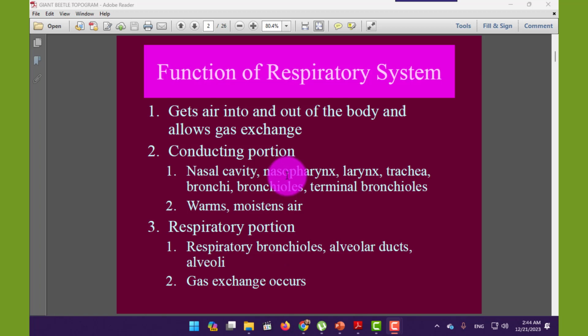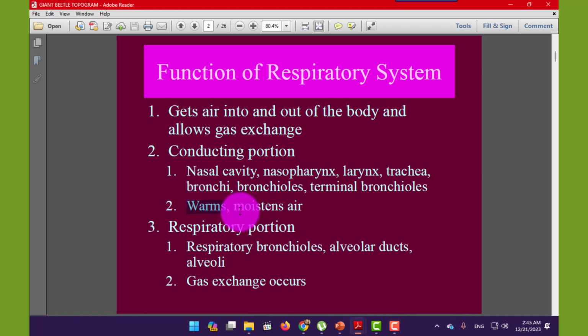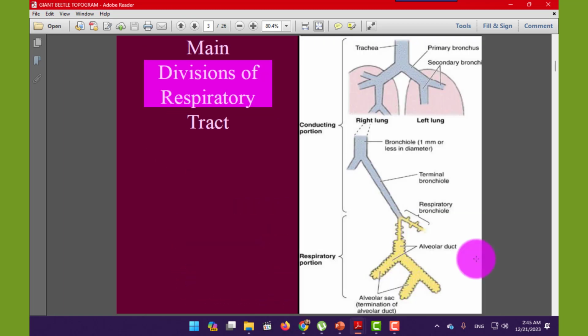Conducting portion: nasal cavity, nasopharynx, larynx, trachea, bronchi, bronchiole, terminal bronchioles, which warm and moisten the air. Respiratory portion: respiratory bronchiole, alveolar duct and the alveoli, where gas exchange occurs. Main divisions of the respiratory tract: here the trachea, the primary bronchus, the secondary bronchus, bronchiole, terminal bronchiole, alveolar sac.